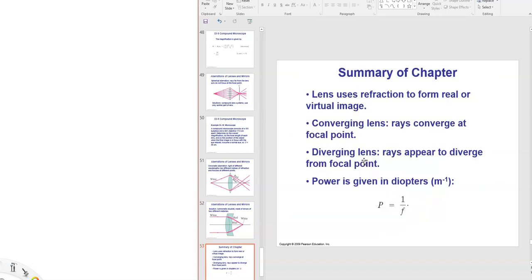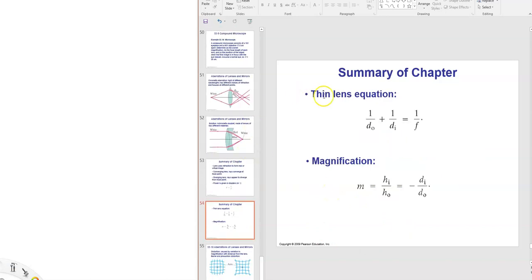Okay, finally, here's a summary of things we discussed. The lens equation, same goes for the mirrors. Magnification, and that's it. Alright, keeping it under 40 minutes.